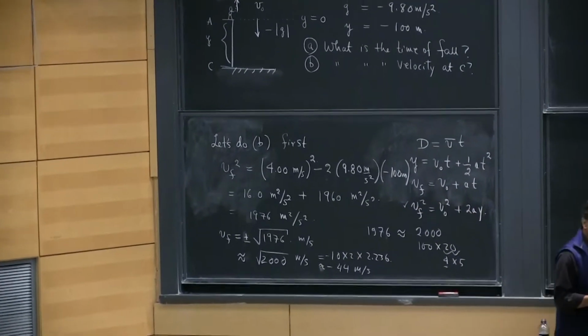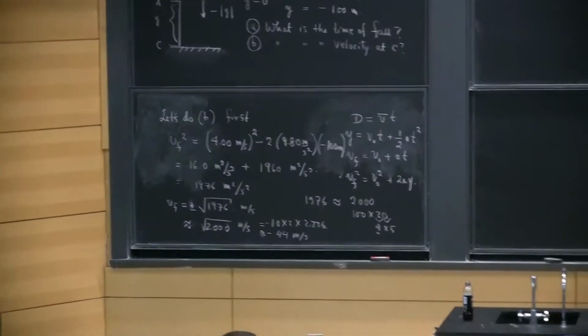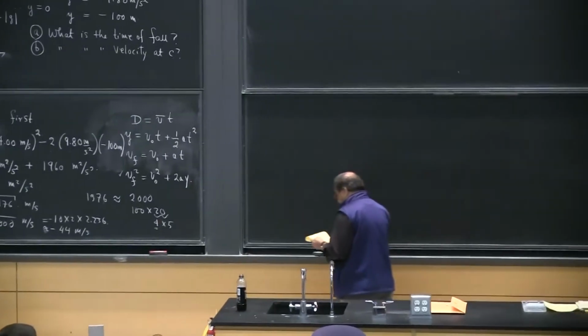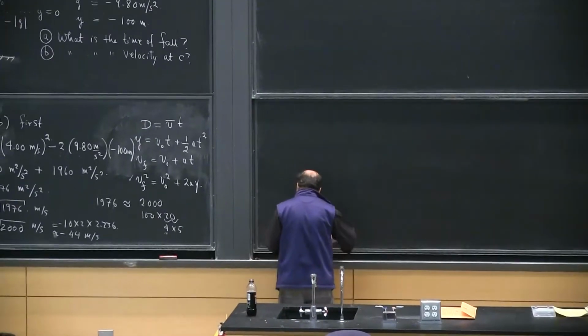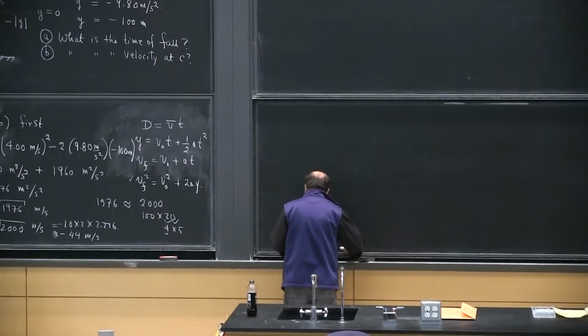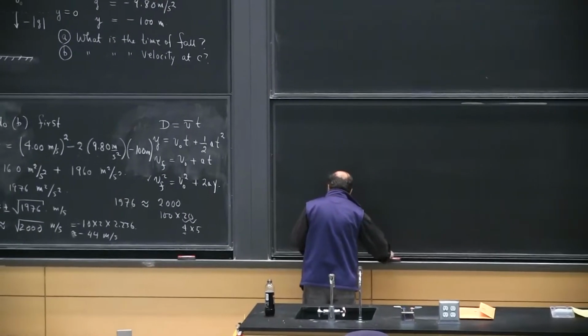So we have slightly overestimated the actual number, but that's okay. Our purpose is not to do everything perfectly exactly when we are making estimations. Now let's move on to part A.